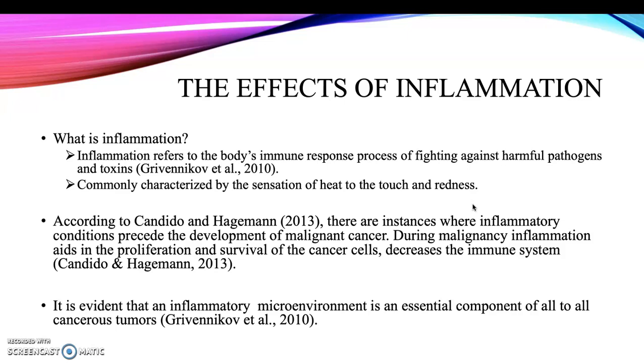During malignancy, inflammation aids in the proliferation and survival of cancer cells and decreases the immune system. This is simply stating that inflammation helps to proliferate, which is to bring to life, and helps the survival of the cancer cells. It helps them reproduce and spread throughout the body. It is evident that inflammatory microenvironments are essential components of all cancerous tumors. This environment of inflammation and heat is needed for the progression and development of a tumor.